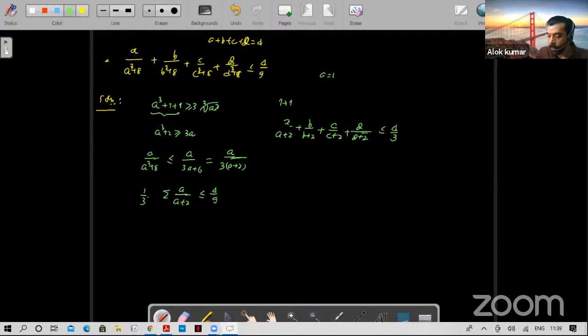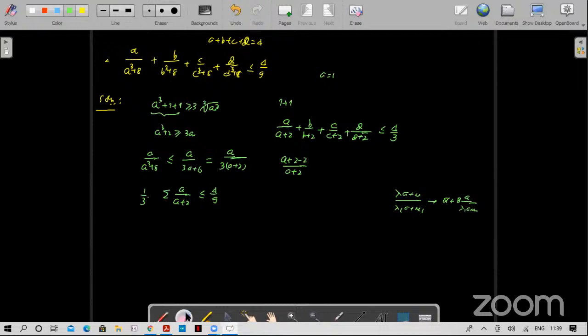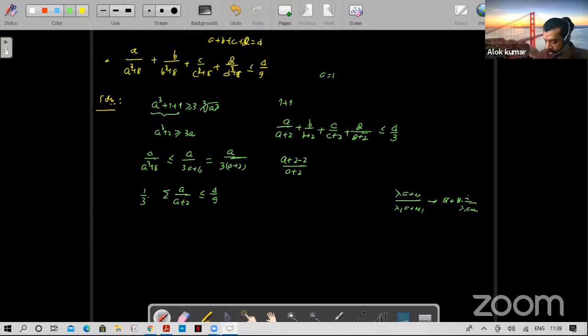This one. Now, again, a over a plus 2, I can write in terms of a plus 2 minus 2 by a plus 2. It is better because anytime you get lambda a plus mu over, say, lambda 1 a plus mu 1, it is good that you write it as some constant alpha plus beta times a upon lambda 1 a plus mu 1. That is better because this is not a, just constant. So alpha plus beta times this one. So it is better to write in terms of constant because you can deal with it.